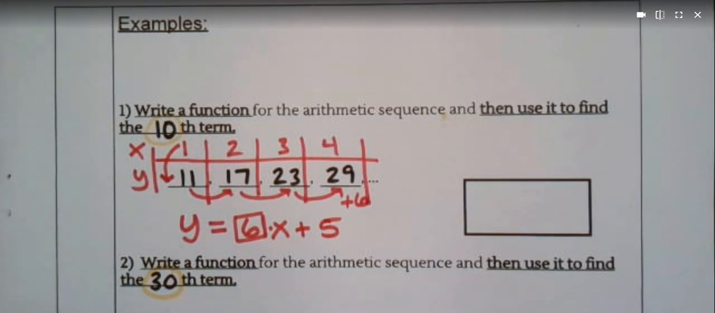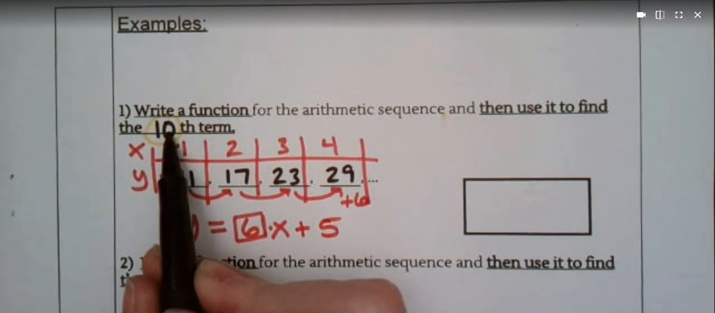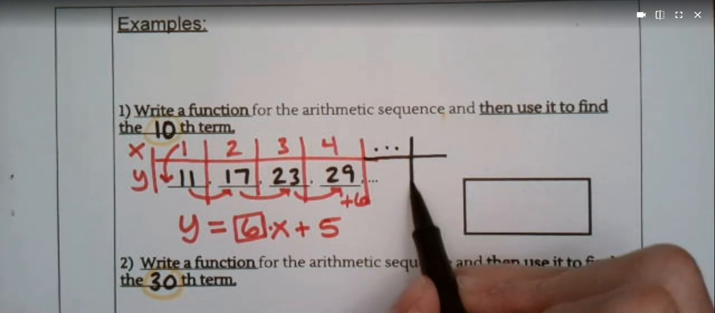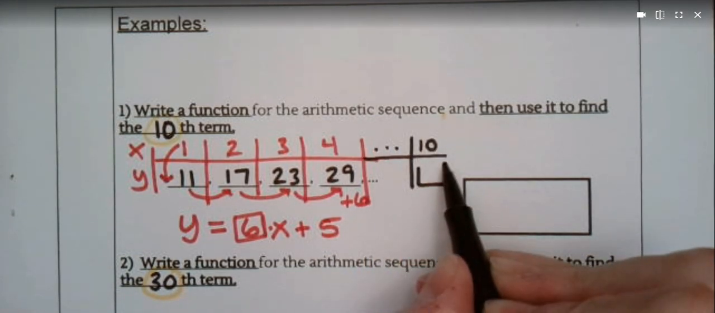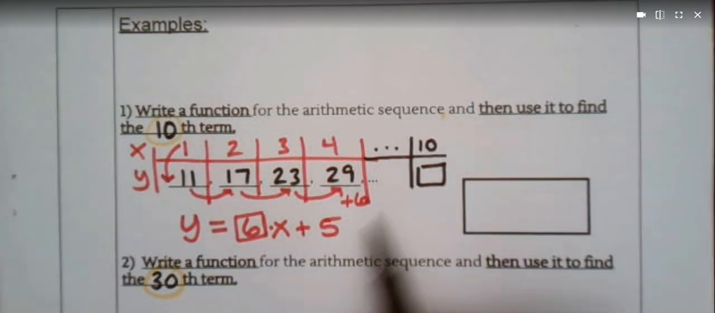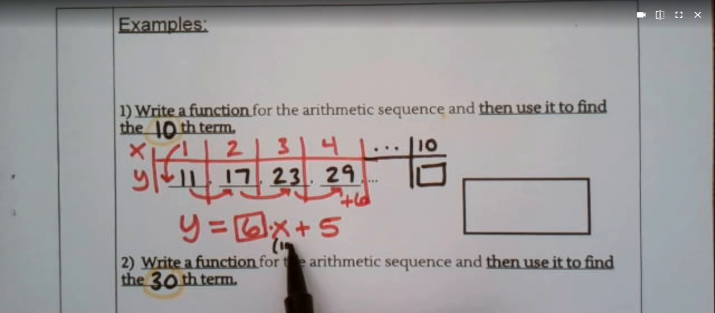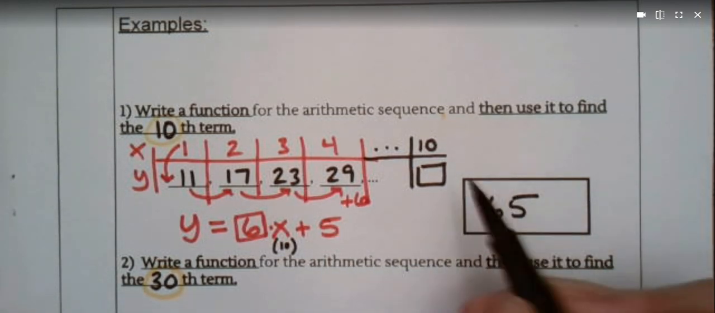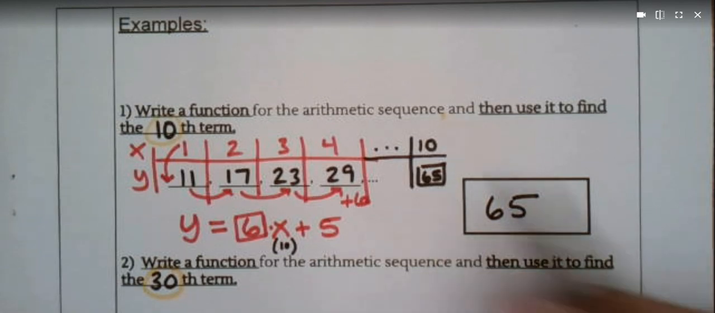Now, once I have this function rule, I want to find the 10th term. So imagine if I continued this all the way to the 10th term. What would that be? Well, x is 10. So I'm going to plug 10 in for x into my function. 6 times 10 plus 5 would give me 65. That would be the 10th term in my sequence.